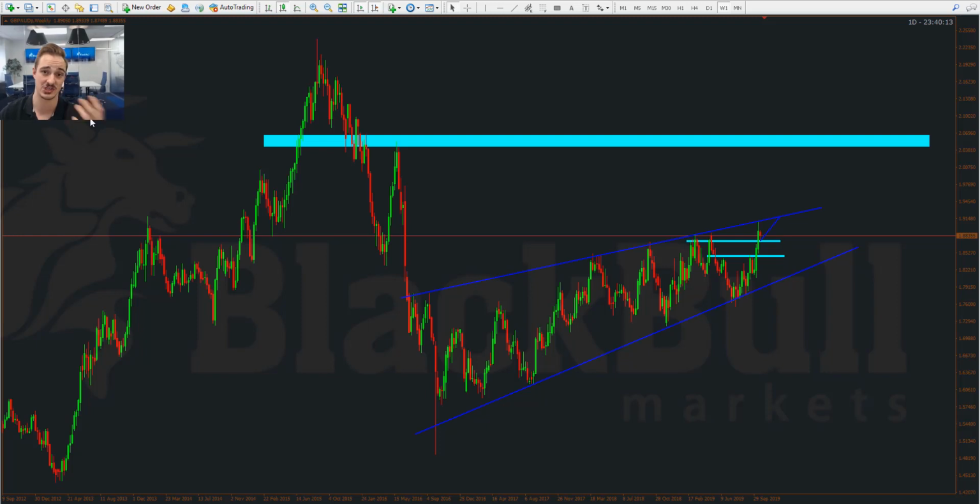Now, keeping in mind this is a GBP pair, so Brexit is on its way. We could see some moves in the market. It could be very volatile, or there could be some nice clean moves if you catch your trade right. So keep that in mind.